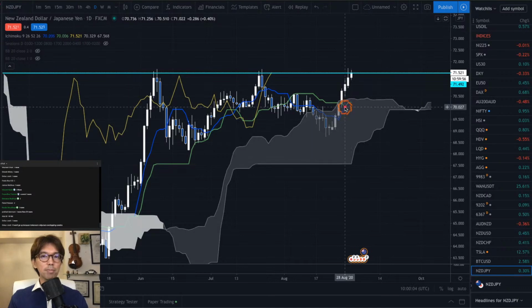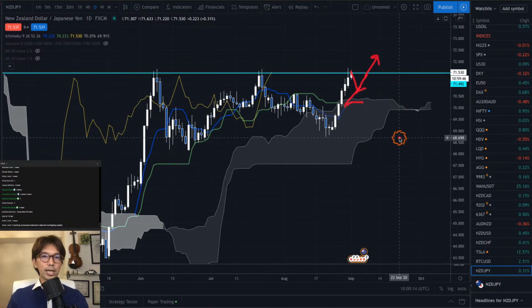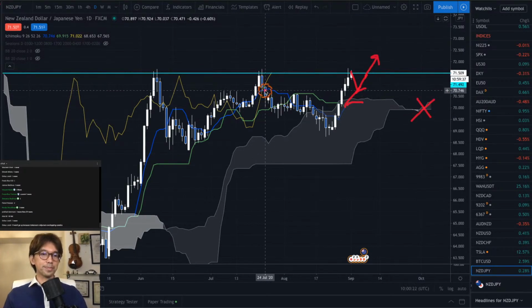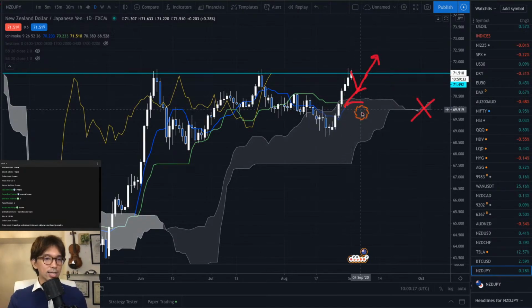When the Tenkan Sen is above the Kijun Sen, when it forms the N wave, then it actually has more potential for the breakout this way. So that's one thing that we have to keep in mind. We don't really focus on the Kumo here, and we don't really focus on the Chikou span here for the potential breakout. We have to focus on these Tenkan Sen, Kijun Sen locations. When the Tenkan Sen is above the Kijun Sen, then there's a potential breakout to the upside.